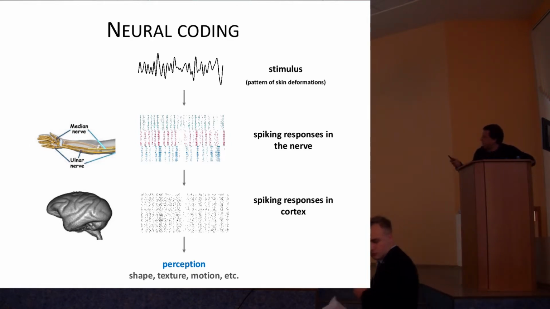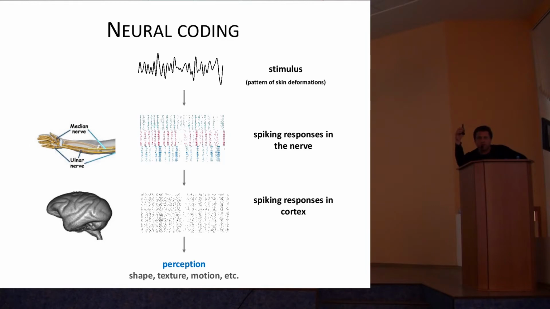So, when we hold this object, we have information about the texture, the shape, the size. If it's moving across our skin, we have information about that too. And somehow these patterns of neural activation in the nerve and in the brain contain that information. And what we do is try to figure out what aspect of this neural activation is responsible for our perception of these different aspects of the stimulus.